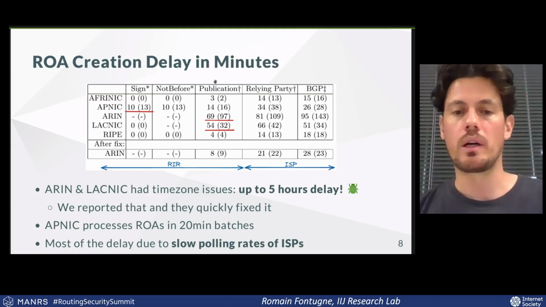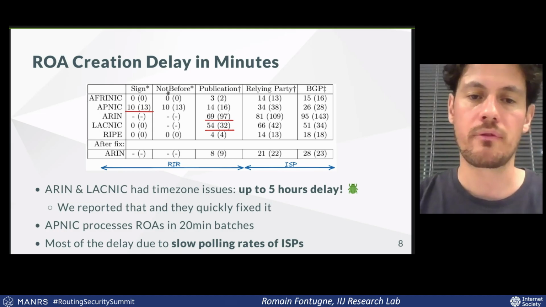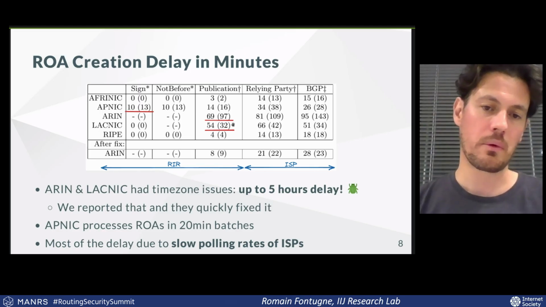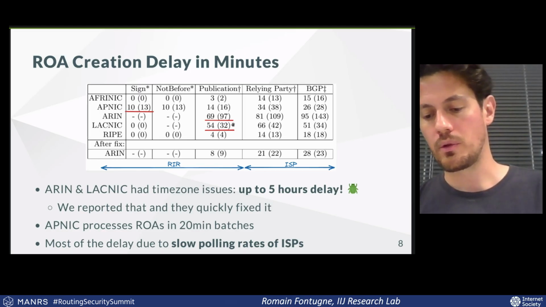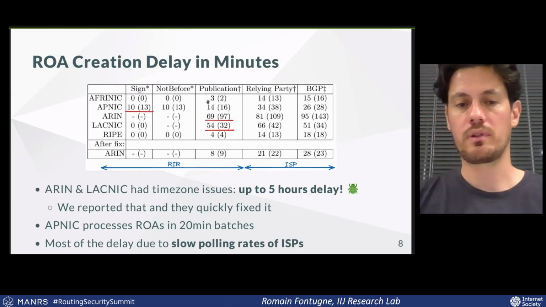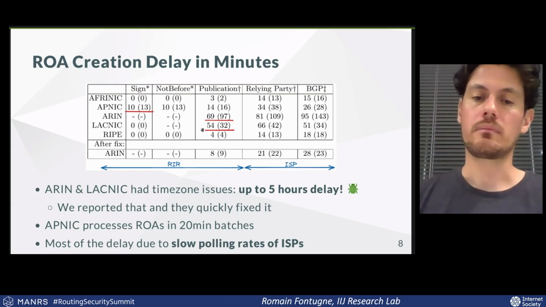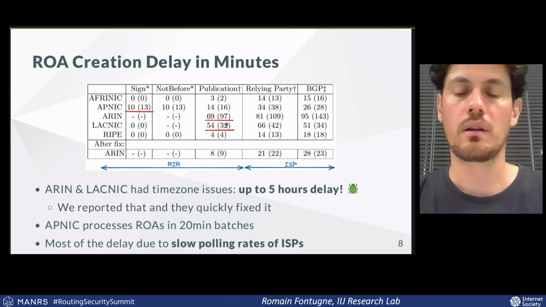The publication is when the ROA is made available on the repository, and we usually see that the ROA is available a couple of minutes after the creation. The main outliers here are ARIN and LACNIC. During our experiment, we found that there was a bug with ARIN and LACNIC. They were creating ROAs with a wrong not-before timestamp, and that was preventing the ROA from being published in time. We saw a delay of up to 5 hours for ARIN, and on average, we saw a delay of 1 hour. We've reported that to both RIRs, and they could fix it quite quickly. So this is not a problem you should encounter anymore.